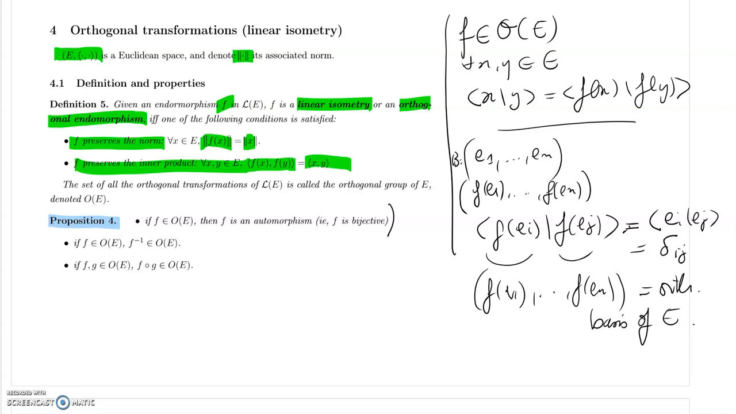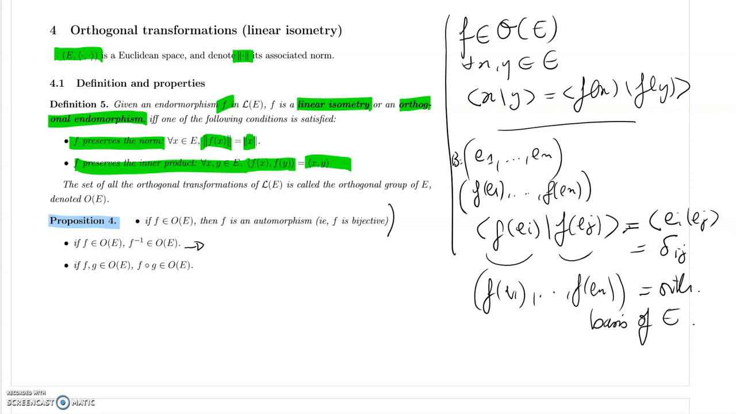So if the image of a basis is a basis, it means that your map has full rank. The dimension of its image is the dimension of the space, okay? Because it maps linearly independent vectors to linearly independent vectors, right? So that's it. The image of a basis is a basis, so it's invertible. All right, so that was the first point.